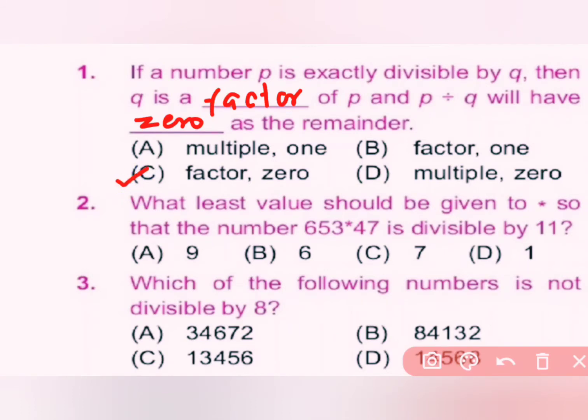Question 2. What least value should be given to star so that the number is divisible by 11? A number is divisible by 11 if the difference of the sum of its digits in odd places and the sum of its digits in even places is either 0 or divisible by 11. The number is 6, 5, 3, star, 4, 7.